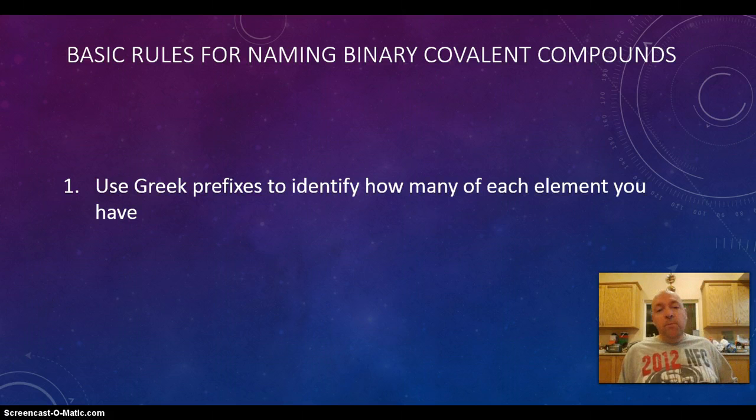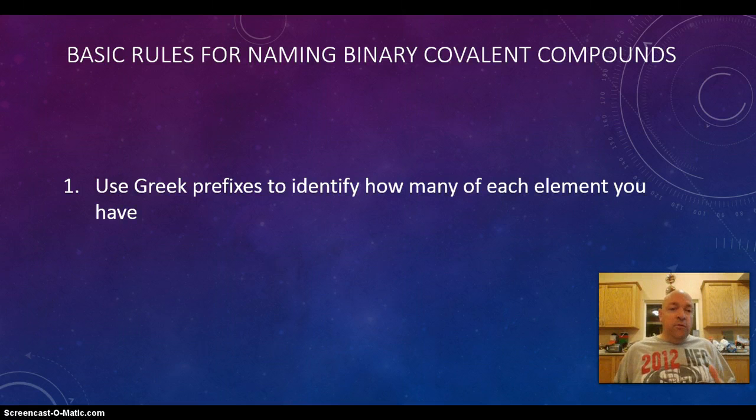And you guys should be kind of memorizing your Greek prefixes already, or at least have them on note cards, and they're real easy. So if you have, let's say, two hydrogens, then you would put the prefix di in front of it to identify that you have two of them. If you had four, let's say, nitrogens, then you would put the prefix tetra. So that tetra tells you that you have four nitrogens, so tetranitrogen. If you had 8 of something, you'd have the prefix octa.